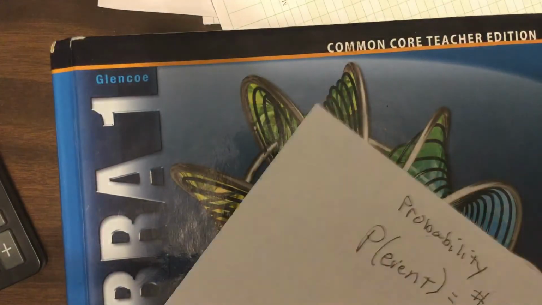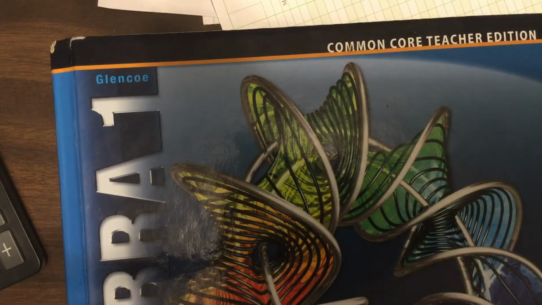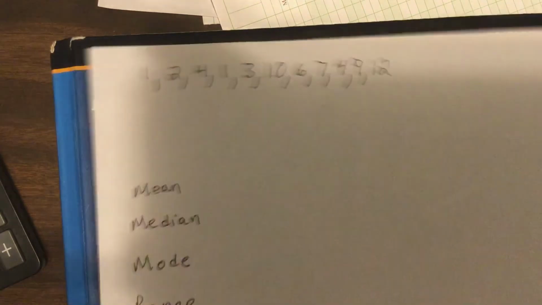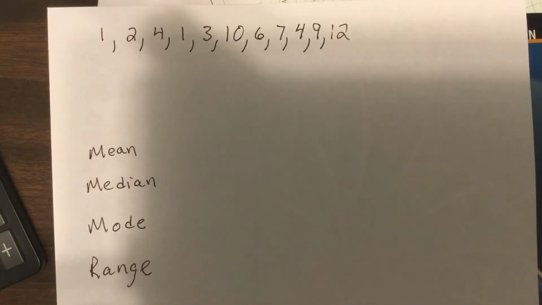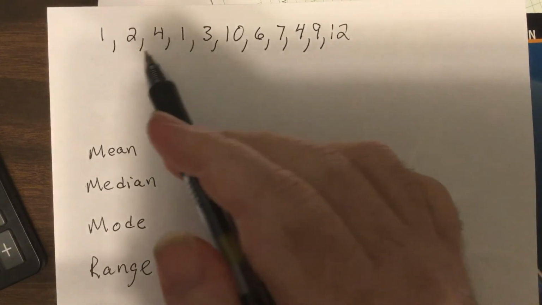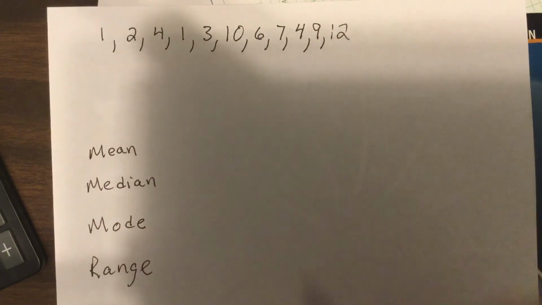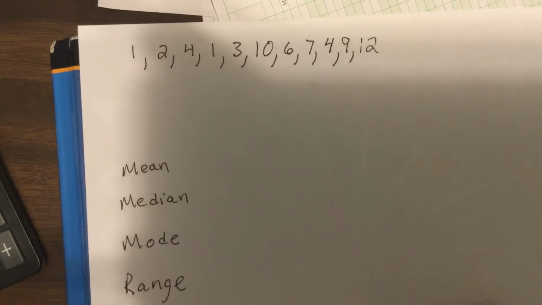So anyways, where did I put it? Oh, I put it over here, excuse me. So here's a list. Find the mean, median, mode, and range. Don't forget, you have to put this in order for the median, so just do that first. Freeze me and then turn me back on.